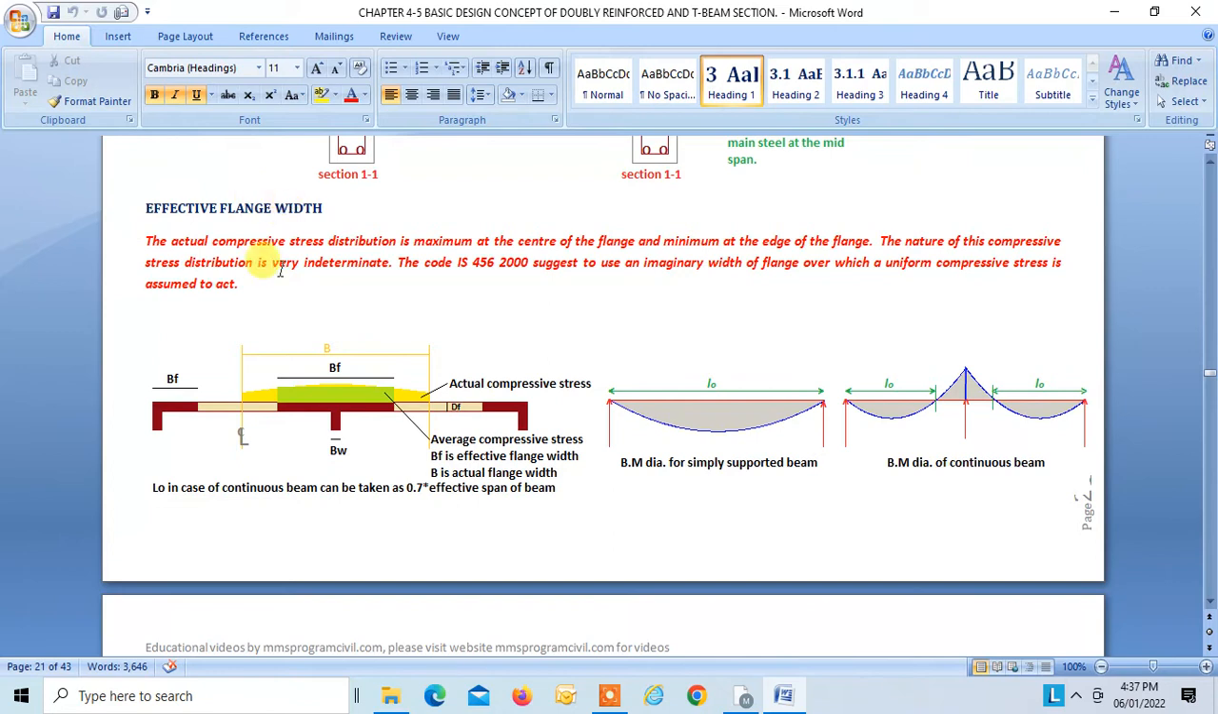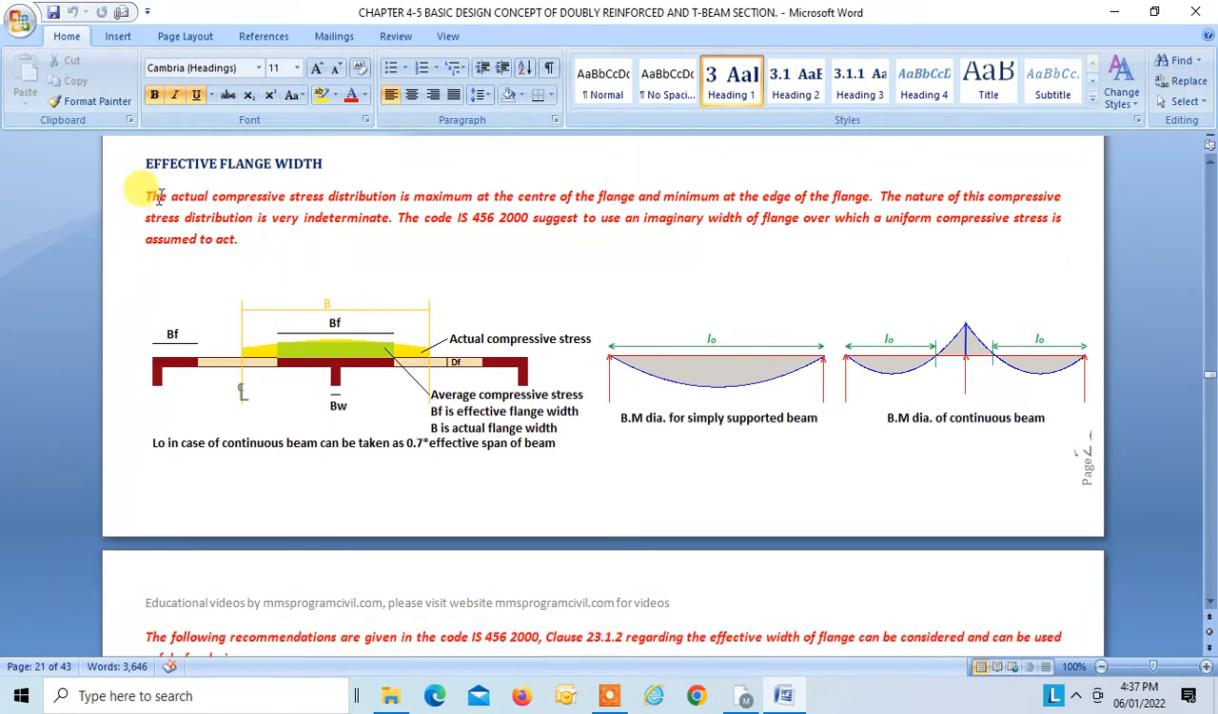Effective flange width. The actual compressive stress distribution is maximum at the center of the flange and minimum at the edge of the flange, as shown over here. Maximum at the midspan and minimum at the edges. The nature of this compressive stress distribution is very indeterminate.